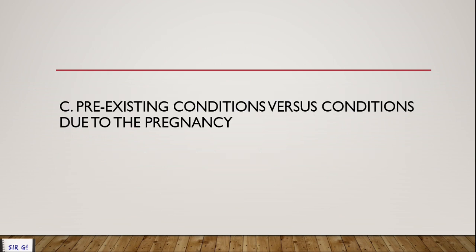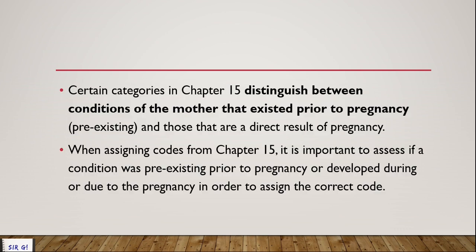Pre-existing conditions versus conditions due to the pregnancy. As you can see, there are conditions like you may have hypertension already before you get pregnant, but there are some patients who also suffer hypertension due to the pregnancy. There are also patients who already have diabetes before they get pregnant, and there are also patients who suffer gestational diabetes due to the pregnancy. Okay? Certain categories in your chapter 15 distinguish between a condition of the mother that existed prior to the pregnancy, or pre-existing, and those that are a direct result of the pregnancy.